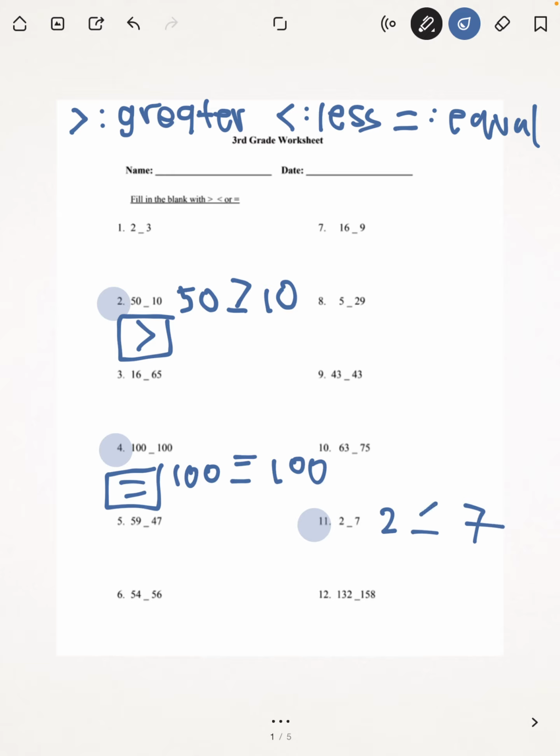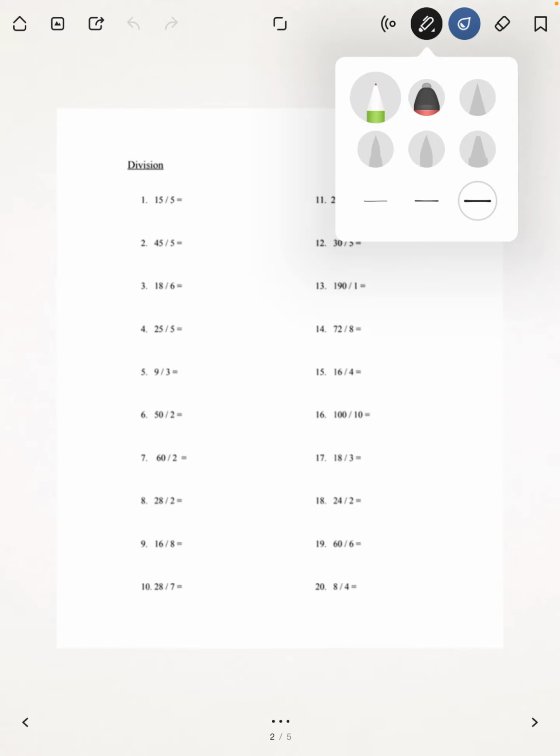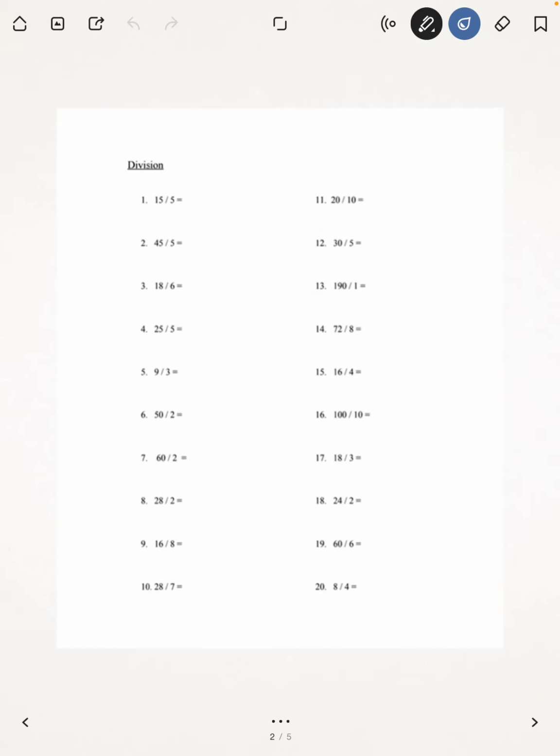And the last problem we're going to be doing on this page is number 11. 2 blank 7. Is 2 greater than 7? Or is 2 smaller than 7? Or is it equal to 7? And 2 is obviously less than 7, so it's going to be a less than sign.